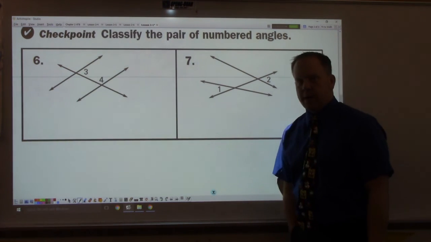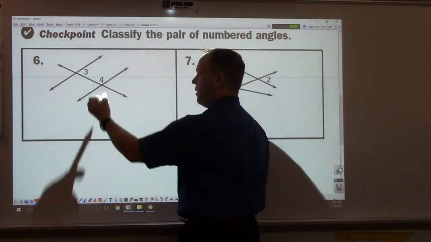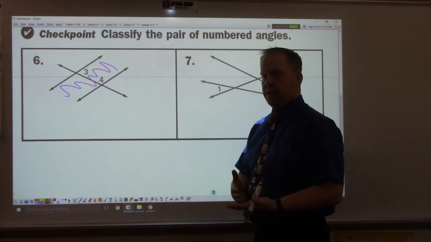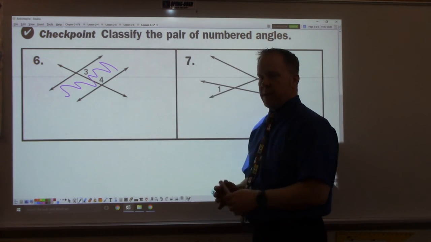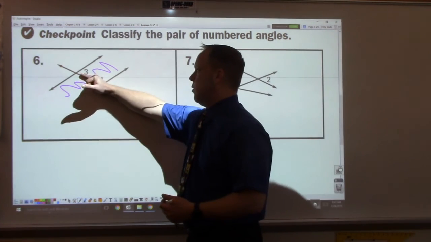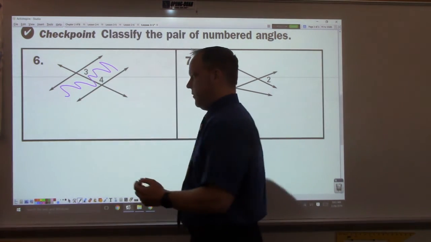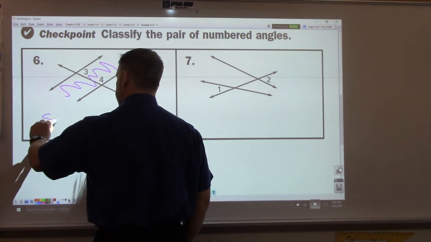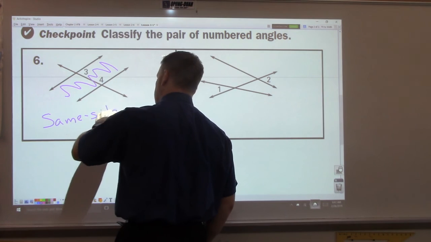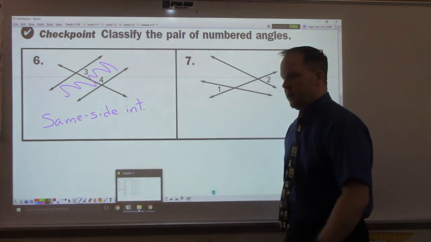Number 6, what kind of angle pair relationships are these? Notice 3 and 4, where are they at? They're both on the inside. So they're interior. Now, are they alternate interior or consecutive interior? Remember, consecutive interior also have that hidden nickname, same side interior. Notice they're both on the same side. So you can call them same side interior or consecutive interior. I personally prefer the name same side interior.